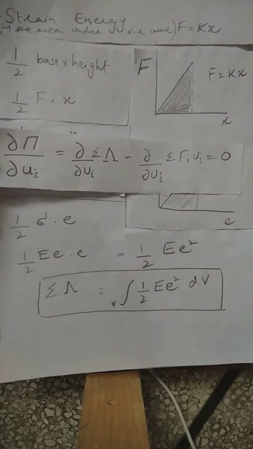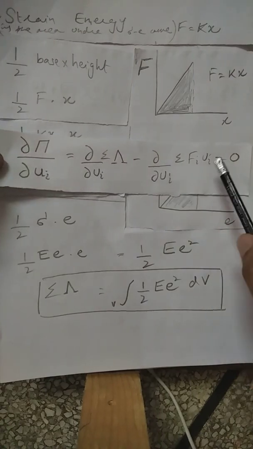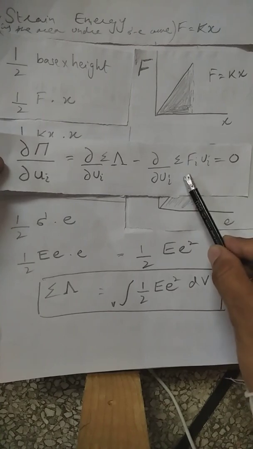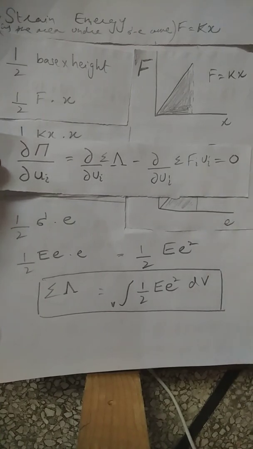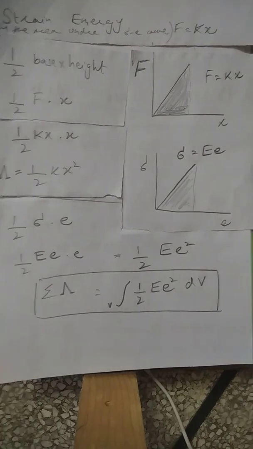And the second thing in this formula, the work done, will be calculated by force multiplied by the displacement. When we do the problem, I'll show you how we will find the work done by the external force. So let's move towards the problem.